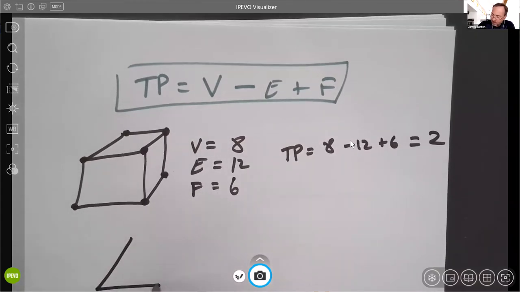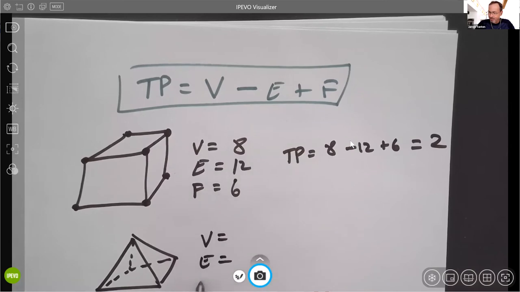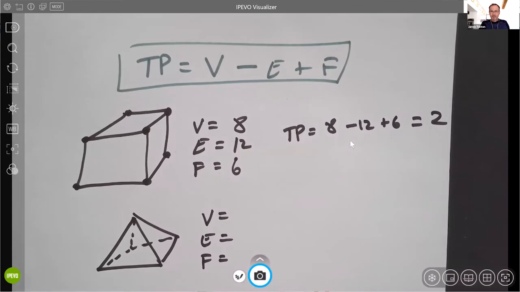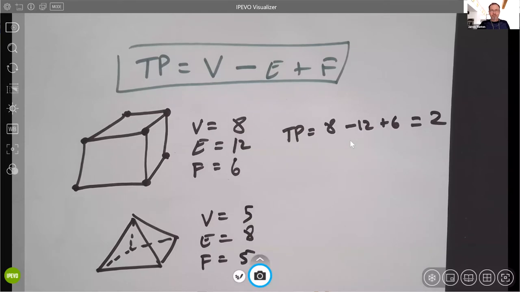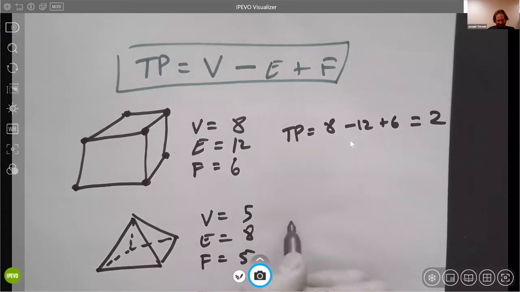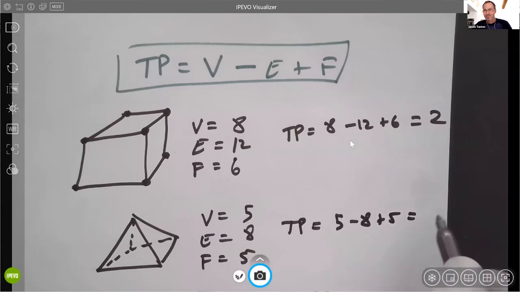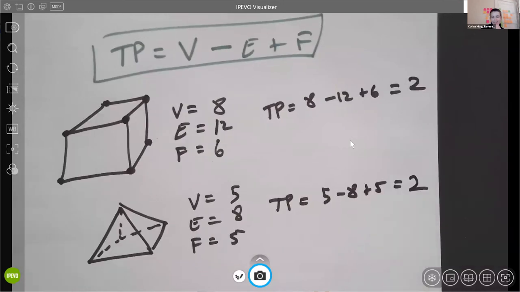What about that square pyramid? It was actually hard to figure out all the angles of this one. Well, how many vertices does it have? How many edges does it have? How many faces does it have? That's all we need to ask, apparently. 5, 8, and 5. Can someone just confirm that? Because I can't count quickly under pressure. Is that right? Yes, excellent. Total pointiness, I claim then, is 5 take away 8 plus 5. Please be 2. Is it 2? Yes. Whoa, that's amazing.